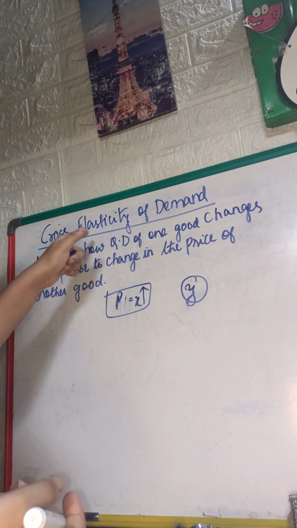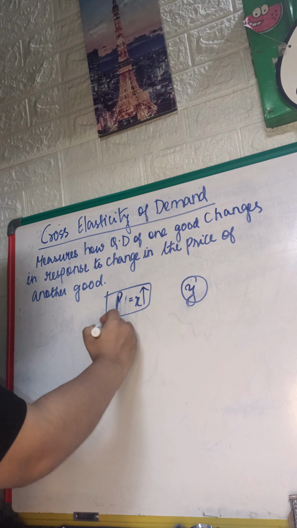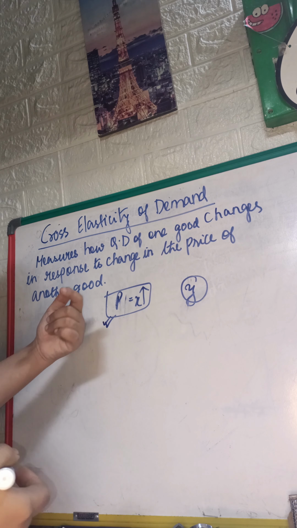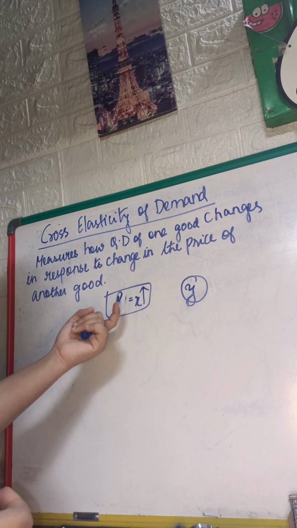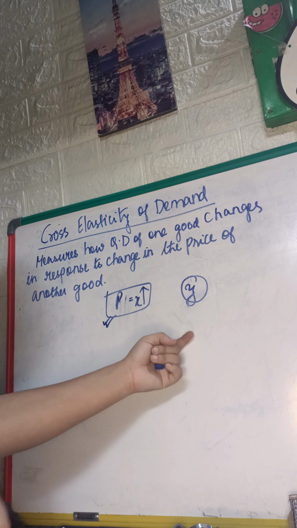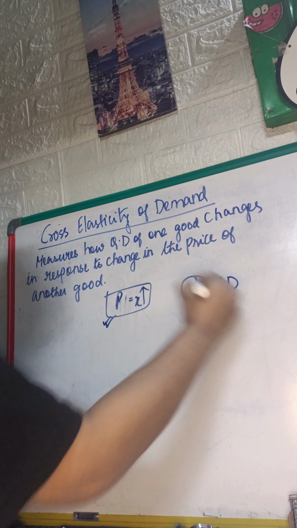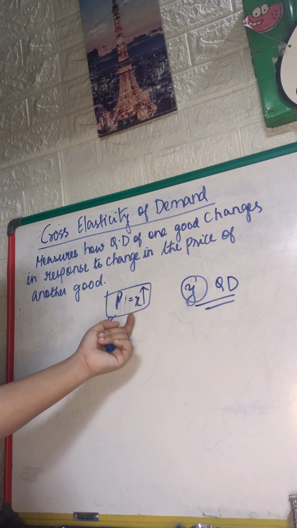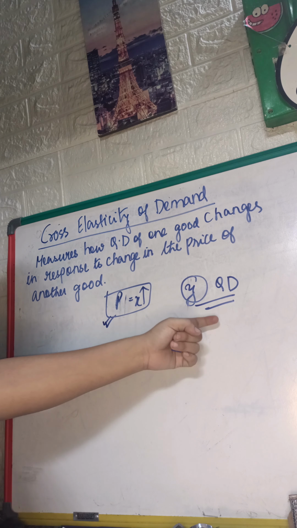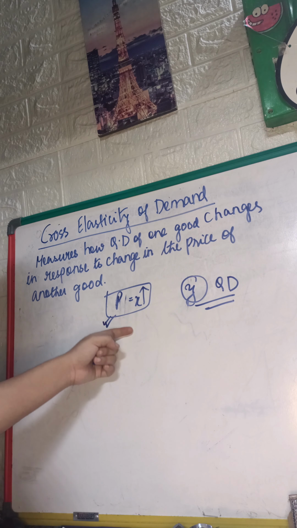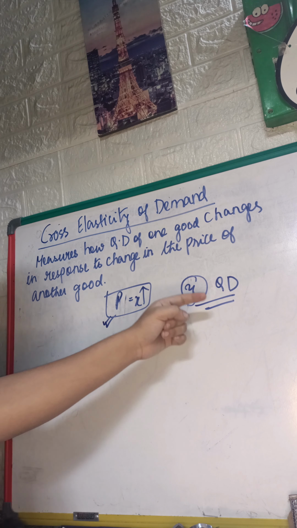So what does cross elasticity of demand show? Because of the change in price of good X, whether it is increased or decreased, what is the change in the quantity demanded of good Y? If the price has increased, then the quantity demanded of good Y will be more. If the price of good X has fallen, the quantity demanded for good Y will be less.